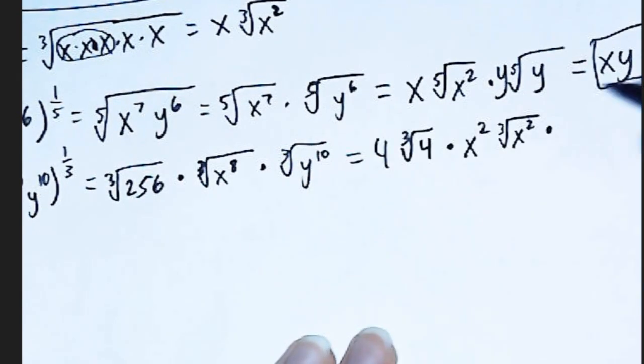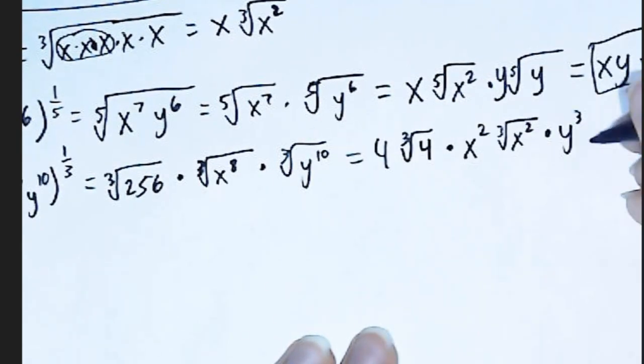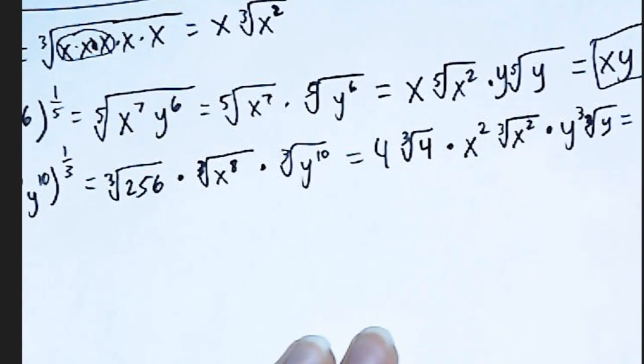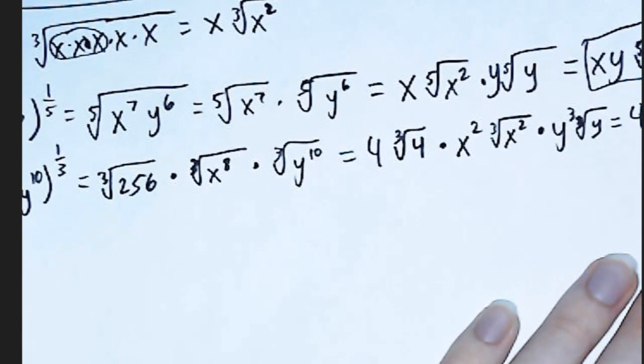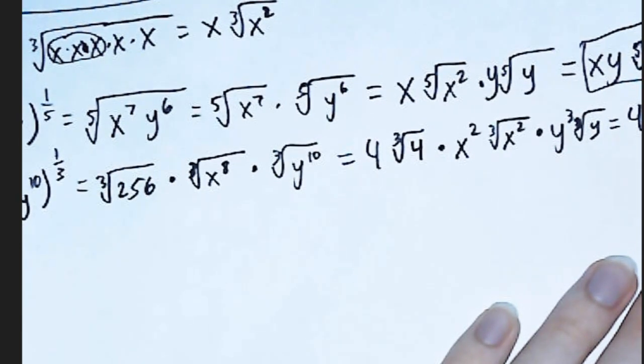And then we've got 3 groups of y's that we can pull out and 1 left over. So that's going to be, that's a cube root as well. So that's going to leave us with 4x squared y cubed times the cube root of 4x squared y.